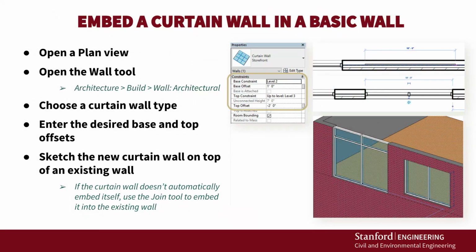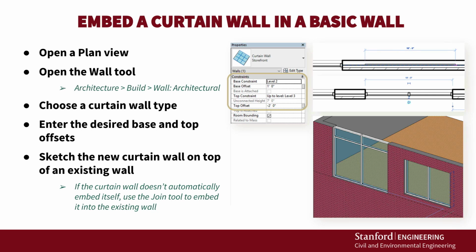On the other hand, if you embed a curtain wall in a basic wall, you get a different behavior. Under the Architecture tab in the Build section, open the Wall Architectural tool. Choose one of the curtain wall types that you'd like to use, then enter the desired base and top offsets for the embedded curtain wall that you'd like to place.